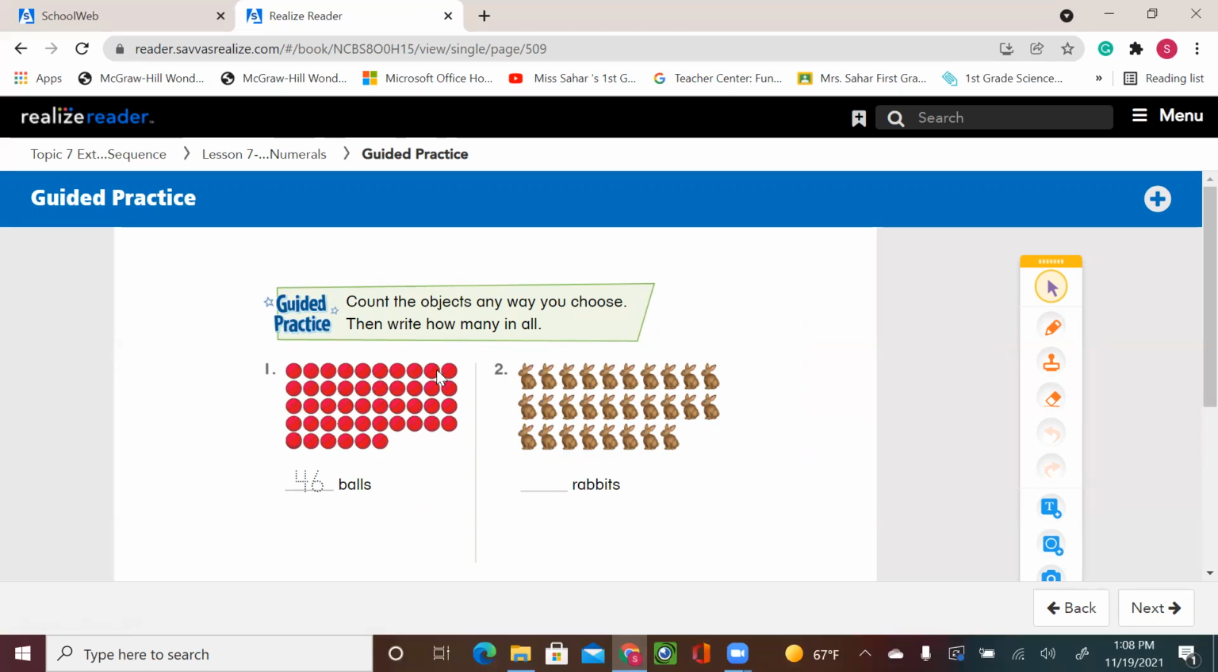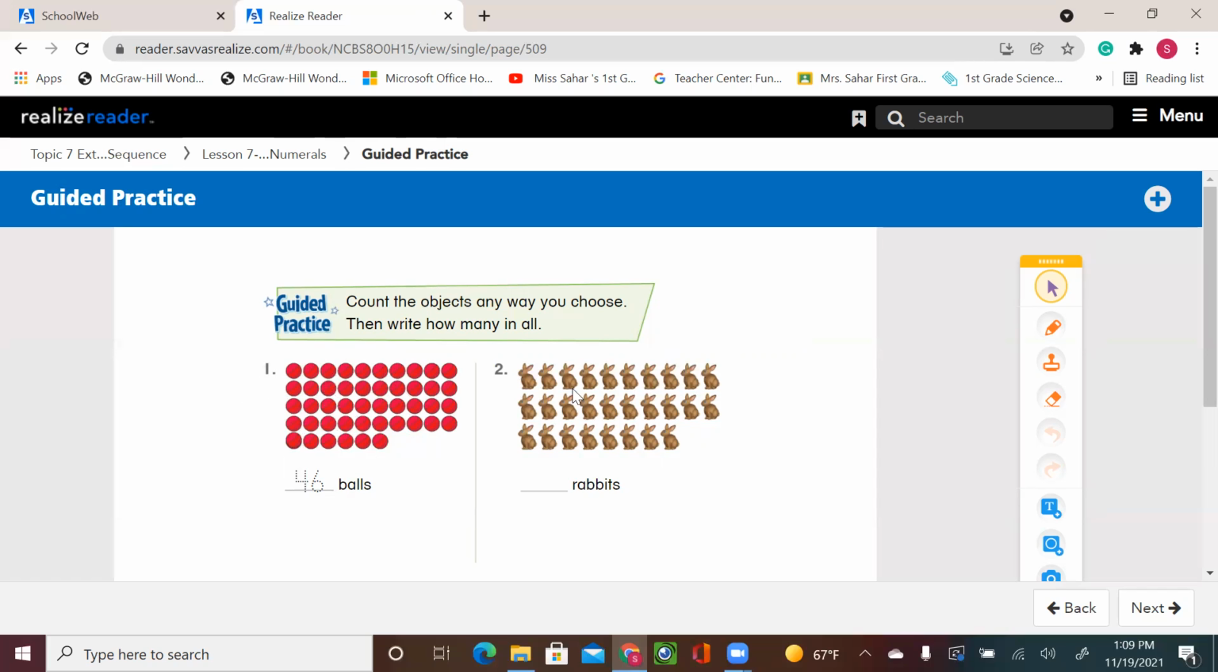So I can say 10, 20, 30, 40. I can't say 50 because the row is not completed. So we're going to count here by 1 to find how many we have. So I know 10, 20, 30, 40, 41, 42, 43, 44, 45, 46. For question number 1, I know that I have 46 balls.